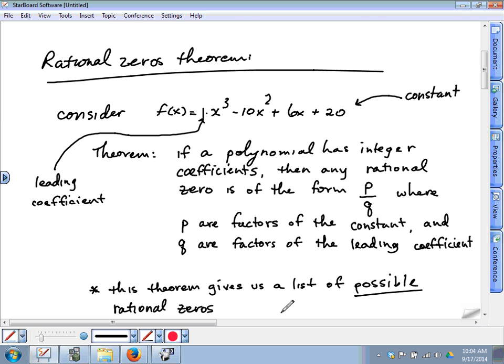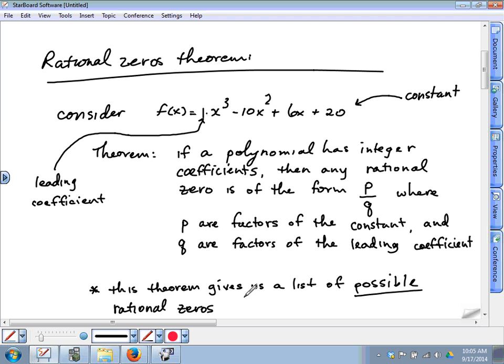So you also need to write this down as well, because students often misinterpret this theorem. This theorem only gives a list of possible rational zeros. This theorem doesn't tell you what the rational zeros are. It gives you a list of what they might be.